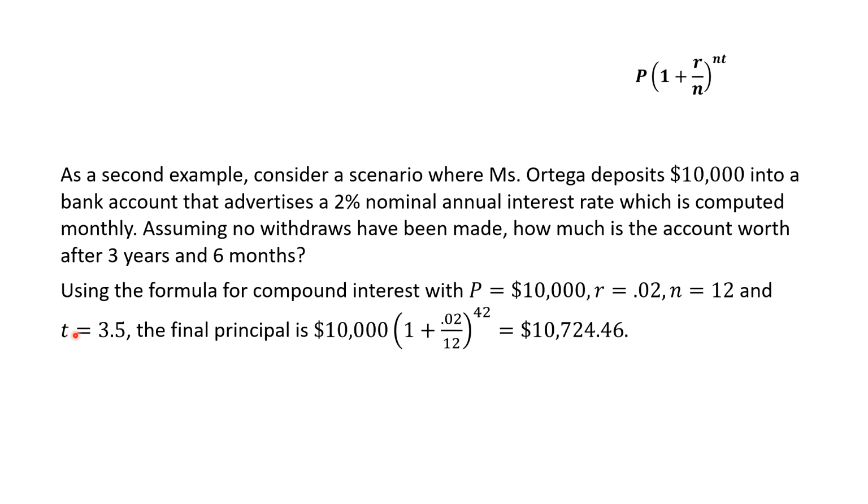And then we have T times N. So 12 times 3.5, that's 42. And then you just do the division, and again, you would use a calculator to raise this number to the 42nd power. And your final answer is $10,724.46.